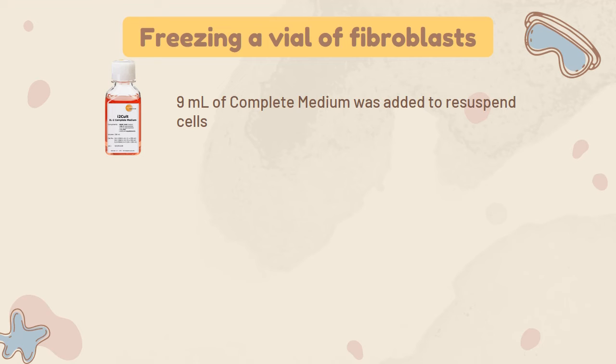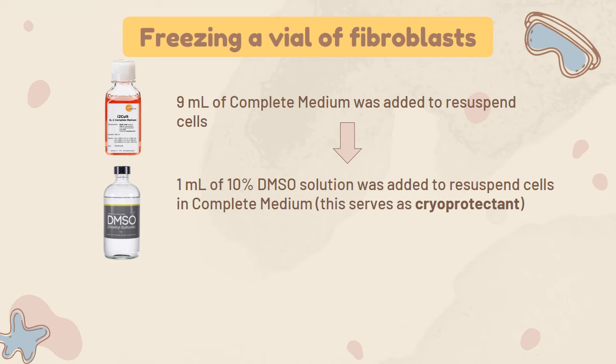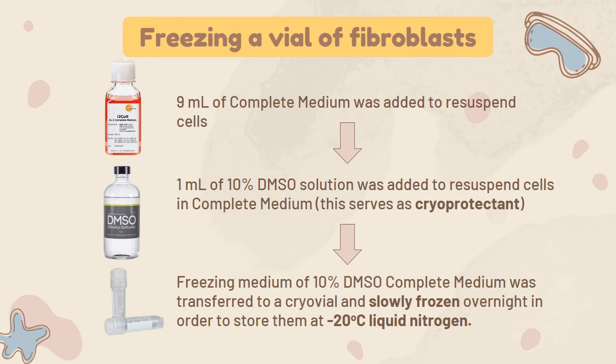In this simulation, freezing our cultured cells required us to resuspend our cells in 9 ml complete medium. We then add 1 ml of 10% dimethyl sulfoxide, as DMSO reduces the freezing point of the medium, greatly reducing the risk of ice crystal formation, which can further damage the cells and lead to cell death. Finally, we can now transfer our freezing medium of 10% DMSO complete medium in a cryovial, which was then slowly frozen overnight in order to store them at -20 degrees Celsius liquid nitrogen.